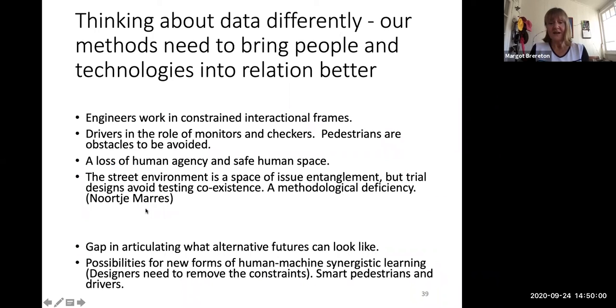Noor Tamares argues that engineers are working in these constrained interactional frames where they're only thinking about what they can do with the data, and that this is a methodological deficiency because they're not testing the coexistence of the human and the car. There are not nearly enough methods being worked on to think about how the human and the car engage. As a result, there's a gap in articulating what alternative futures look like, and we're being fed this autonomy future.